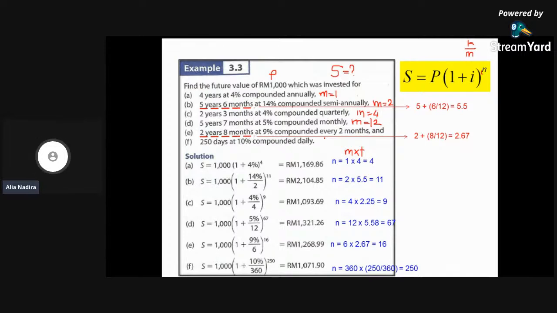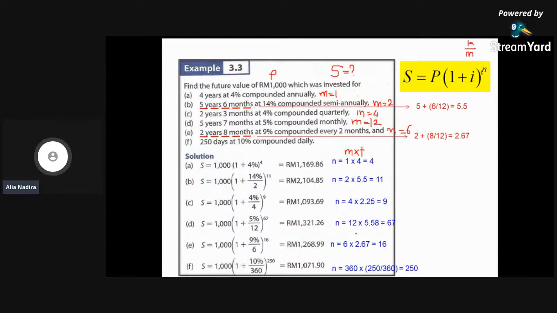So in a year we have 12 months, right? So you divide. So how many times? That means M is 6. Compounded daily is 360. So the list goes on. Same method, it's just that your M changes. So you have to remember.